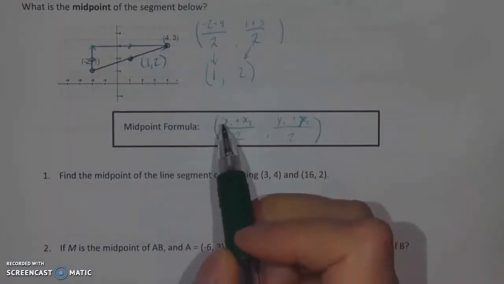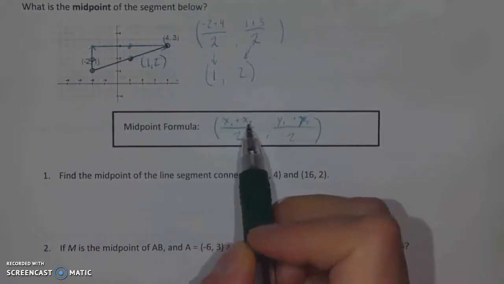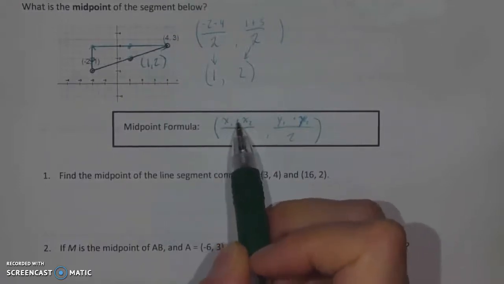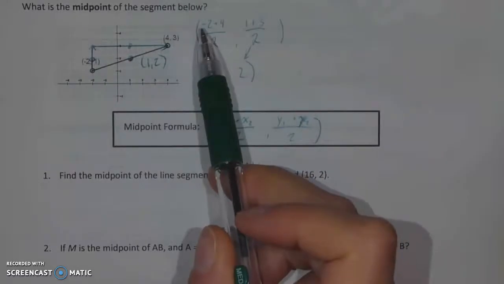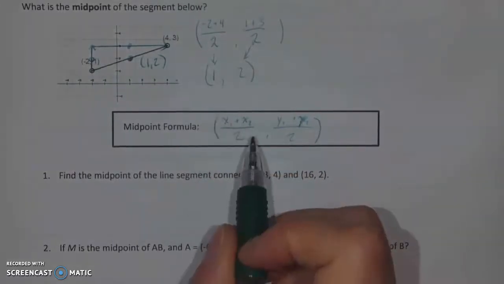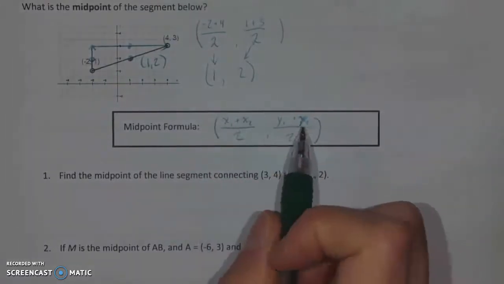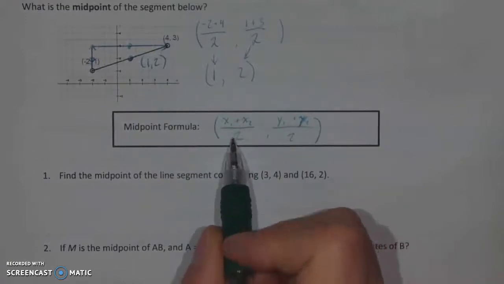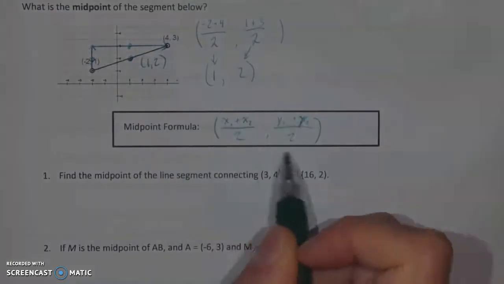And please note, it won't matter which one you pick as x1 and x2. Since it's addition, you can add in any order you want. I could have done 4 plus a -2 or -2 plus 4. And do note that this takes basically 2 steps for solving. It's almost like you're doing 2 mini problems to get the full answer.